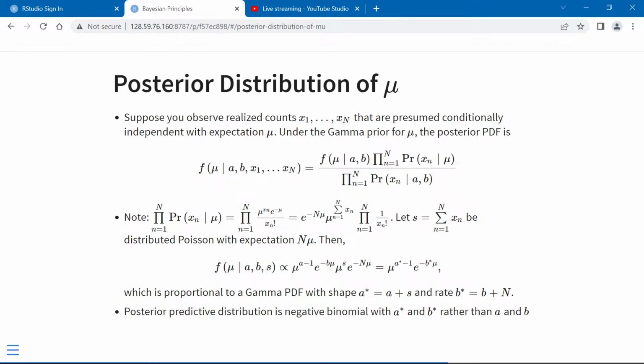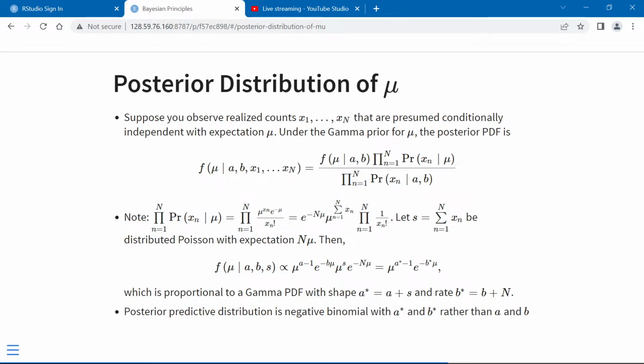So it can go on the outside, but there's n of them, so it's now e to the negative n times n. And we've got mu raised to the power xn, but we've got capital N of those. So that can also come on the outside, using the rules of arithmetic with powers. It's mu raised to the power of the sum of the x's. And then we're left with this 1 over xn factorial business in the denominator.